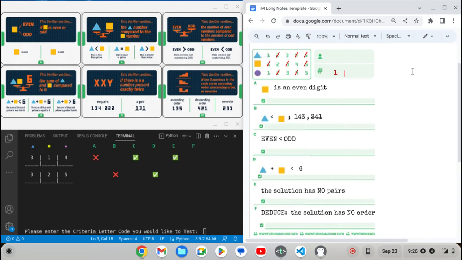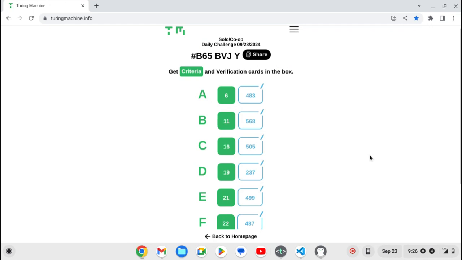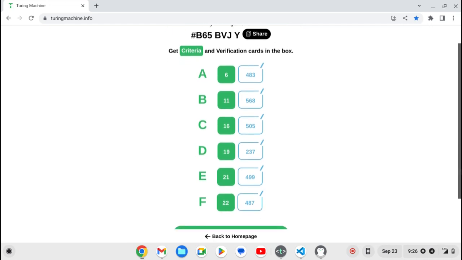There's quite a bit of things to cross out, so I'll just leave it as such. Let's just review before we go confirm. Is the middle digit even? It is. Is it bigger than the first digit? It is. Are there more odds? There are, 1 and 3. Is the sum of the first two less than 6? Yes, the sum is 5. And there are no pairs. Based on our deduction, it should have no order, and 1, 4, 3 has no order. That looks great. So let's go confirm that 1, 4, 3 is our solution.